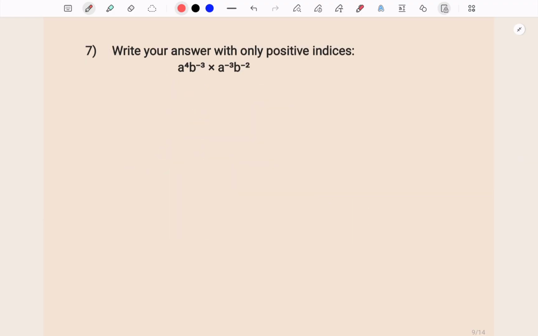Now let's solve the seventh question. Write your answer with only positive indices. So we have an expression here and we need to simplify it, and the final answer will only use positive indices, no negative indices. Let's solve this. We have a raised to the power 4, b raised to the power minus 3 multiplied by a raised to the power minus 3 and b raised to the power minus 2.